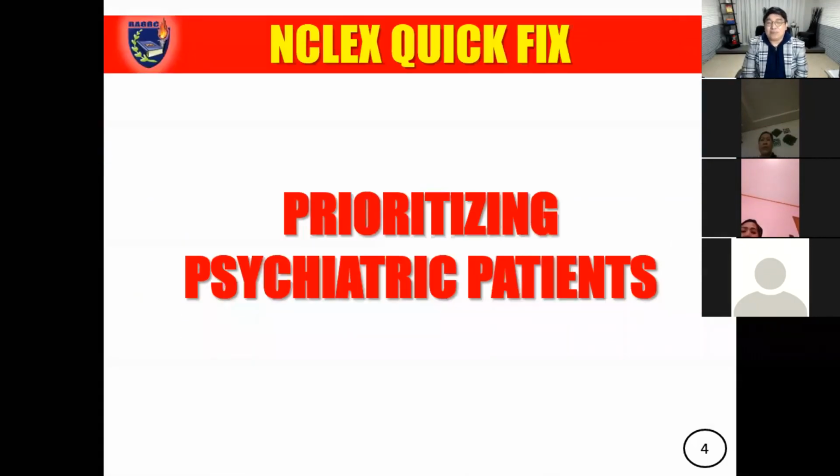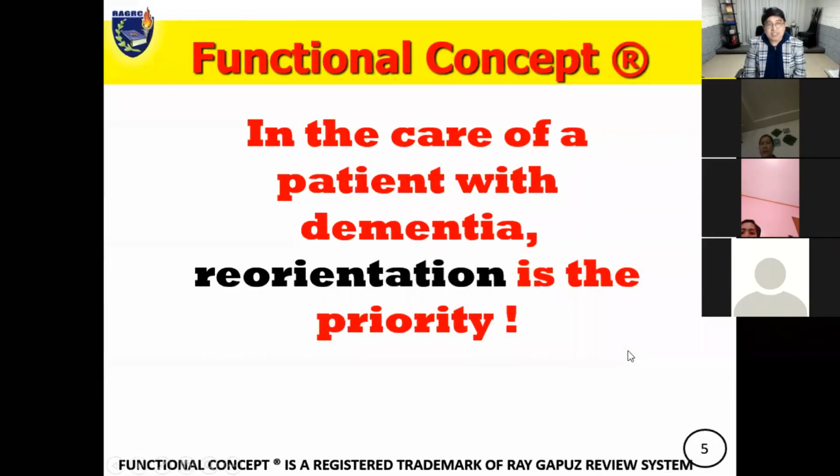Okay, so what about when we are asked to prioritize psychiatric patients? Now actually a lot of people are saying it's difficult to prioritize psych patients. I disagree, because there are only very, very few principles that you have to remember when you're prioritizing your psych patients. And this would actually entail remembering a functional concept. In the care of a patient with dementia, reorientation is the priority. Okay, reorientation is the priority.